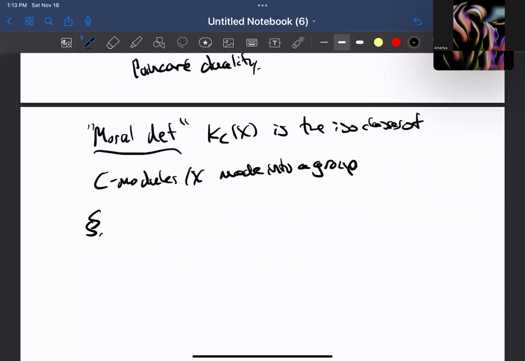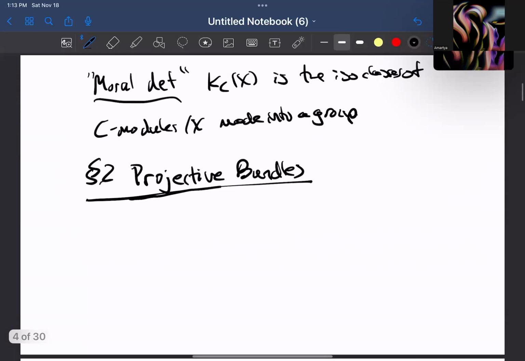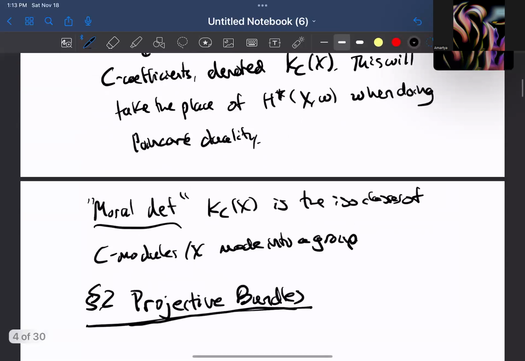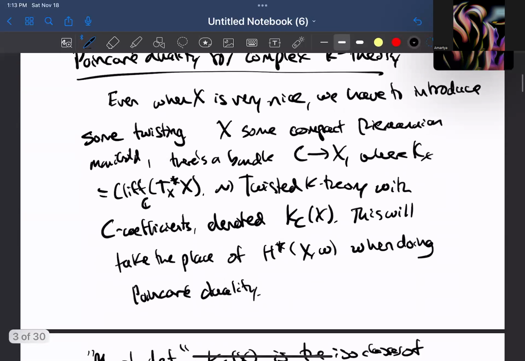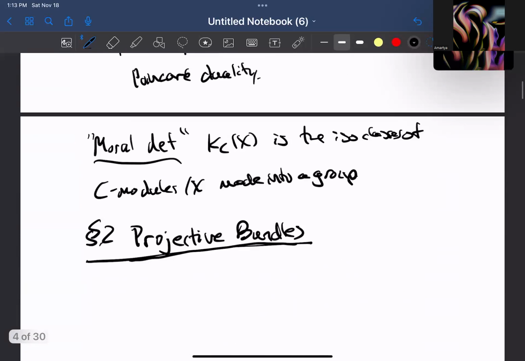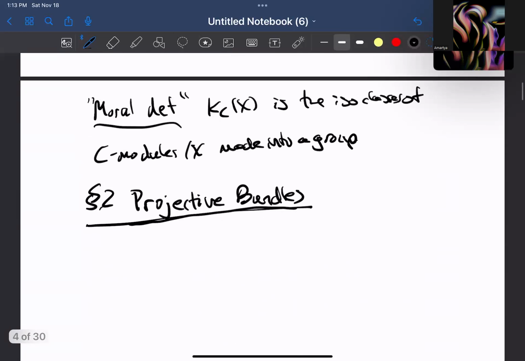So without further ado, let's get into defining what is section 2 of Atiyah-Segal. My section numbers are going to follow their paper. Projective bundles. Okay. So when we want to do these twistings, for instance, for the Clifford algebra before, we might want to allow some more general things to show up. We might want to, in particular, allow some infinite dimensional vector bundles to show up when we're doing these sort of twistings.